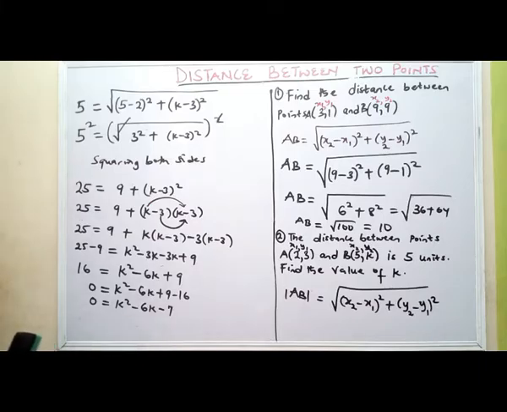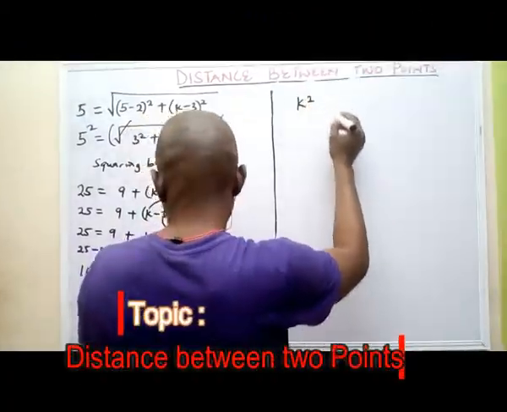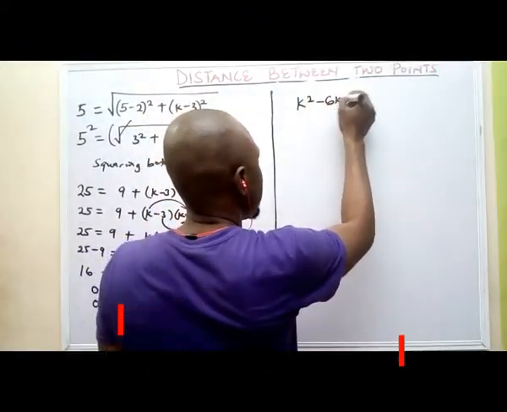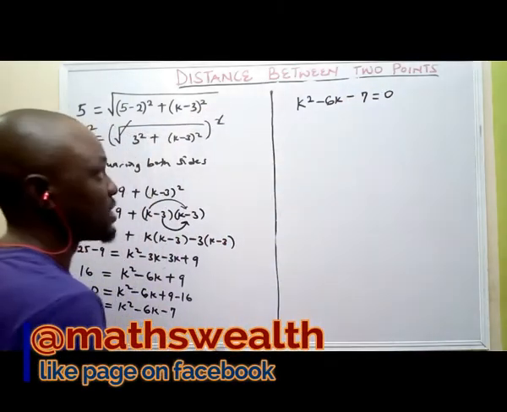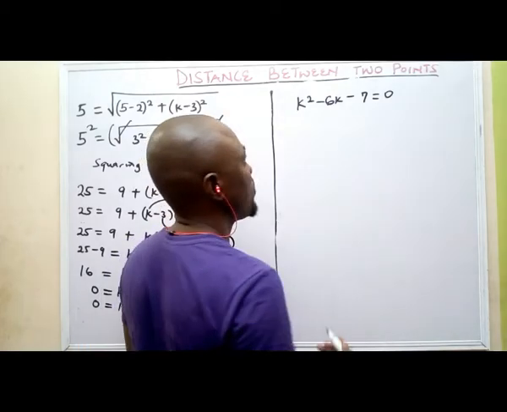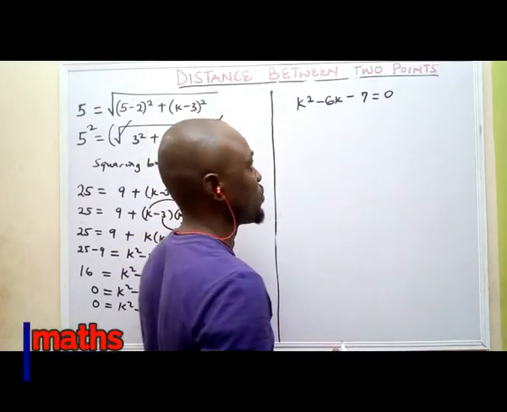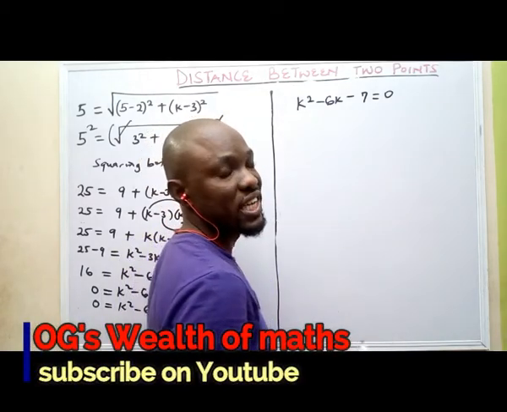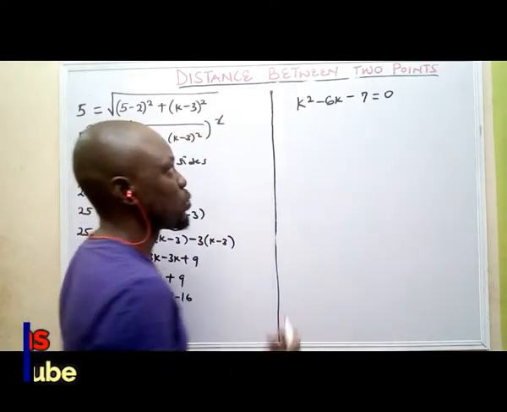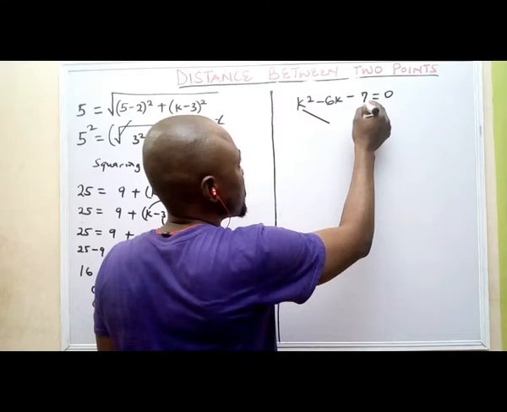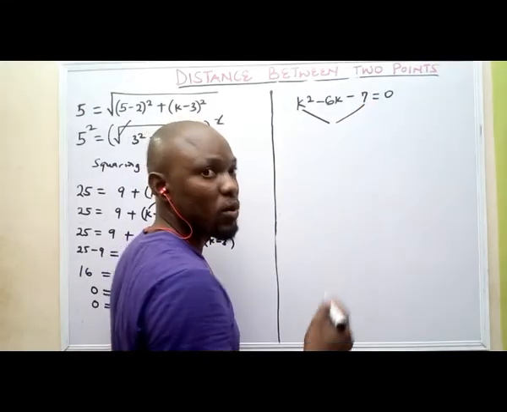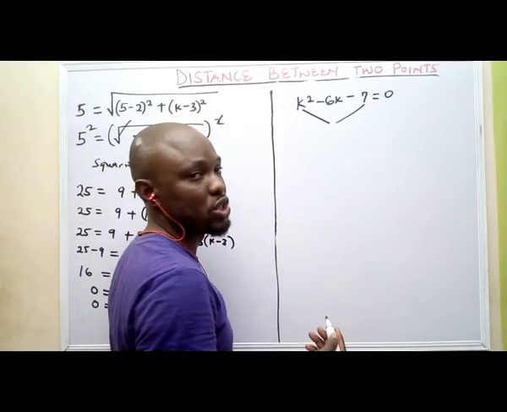So I'm going to factorize this. Now if I factorize, I have a quadratic form: k squared minus 6k minus 7 equals 0. Look at the equation I have brought here. The next thing, we have a quadratic equation, so we're going to solve it by factoring. The first step is to multiply the first term by the last term. You can watch my video on quadratic equation by factoring.